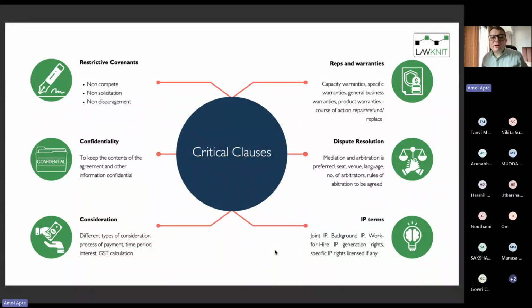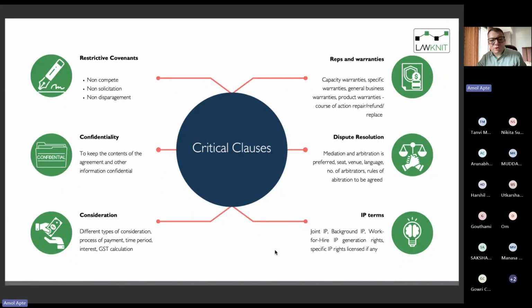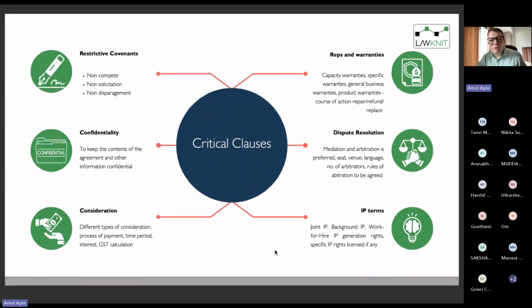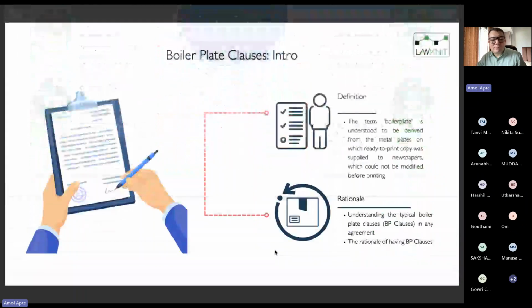Need to be very clear on those aspects and then define your IP terms in the contract. Again, this is a suggestive list of clauses, but these are very, very critical clauses that one needs to keep an eye on.